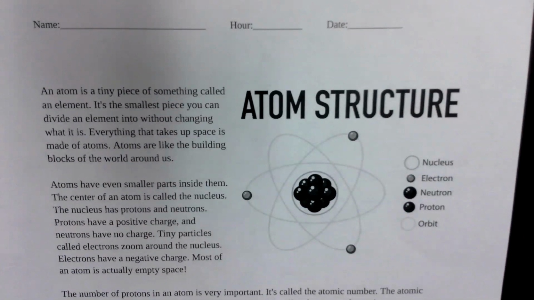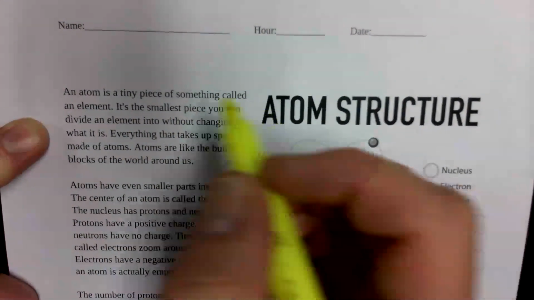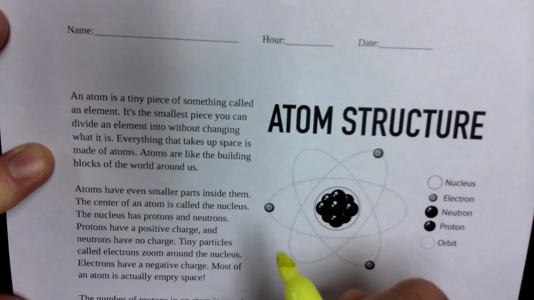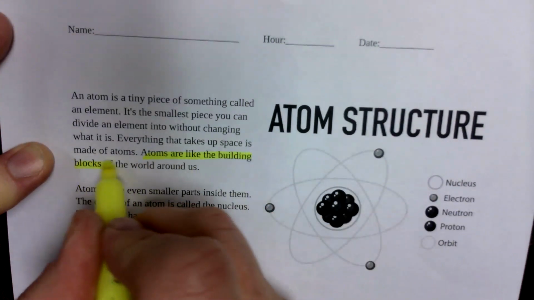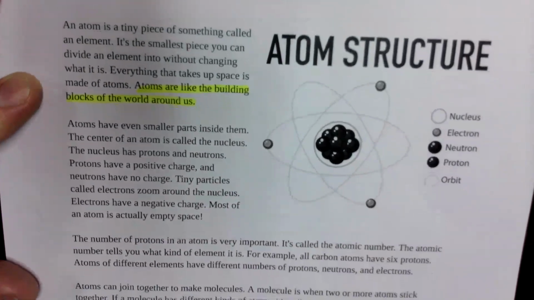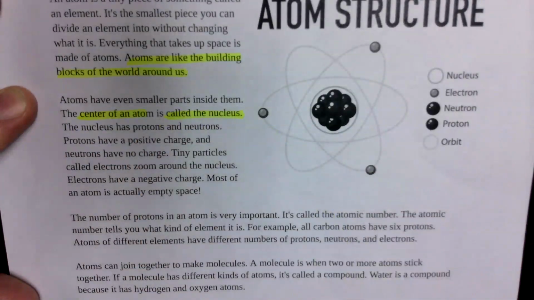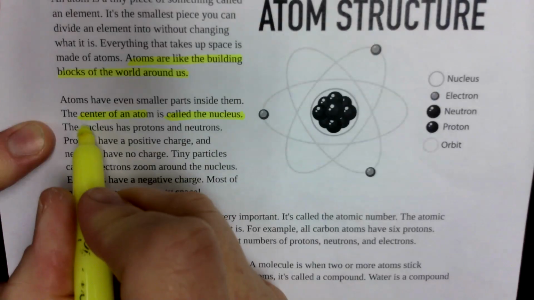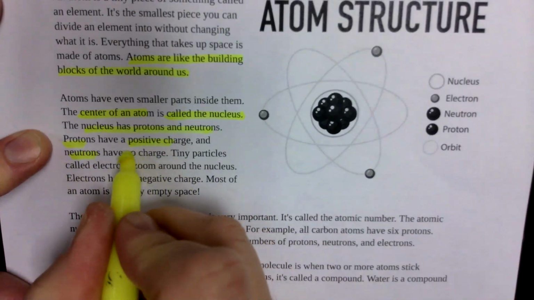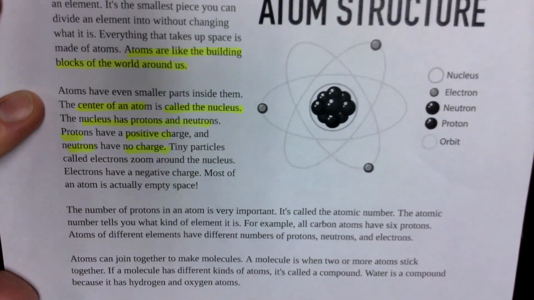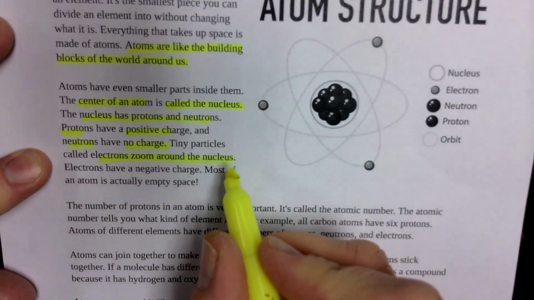An atom is a tiny piece of something called an element. It's the smallest piece you can divide an element into without changing what it is. Everything that takes up space is made up of atoms, and atoms are the building blocks of the world around us. Atoms have even smaller parts inside them. The center of an atom is called the nucleus. The nucleus has protons and neutrons. Remember we talked about that in our vocab. The protons have a positive charge, and the neutrons have no charge, or a neutral charge. And tiny particles called electrons zoom around the nucleus. Remember I told you they do that in the electron cloud.